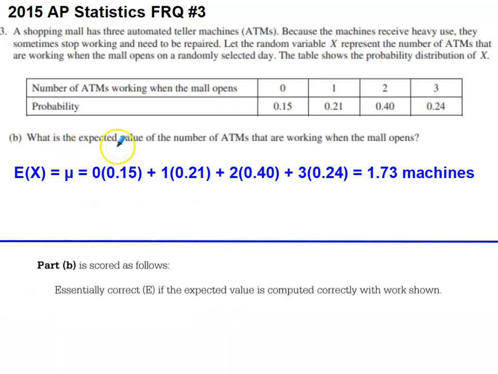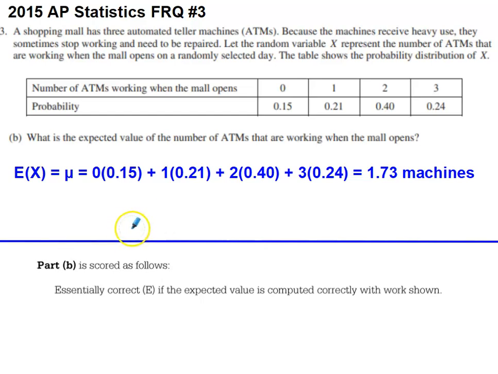Part B is asking us to find the expected value of the number of ATMs that are working when the mall opens. Now, most of the time in AP Stats, you're going to be able to find the formula that you need to do a certain calculation off of the formula page. That's actually not the case for expected value.